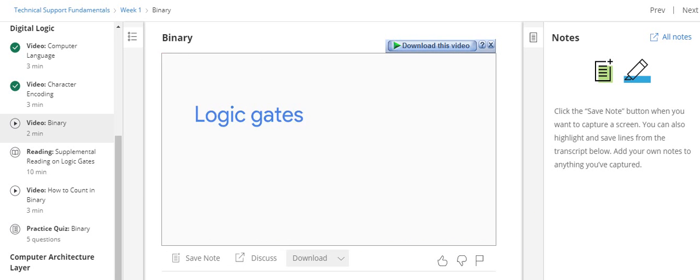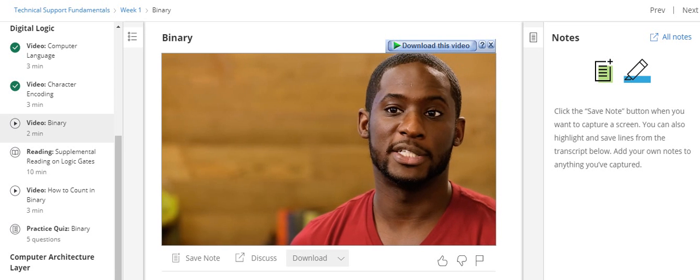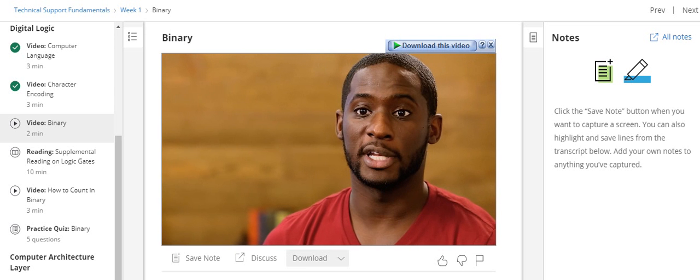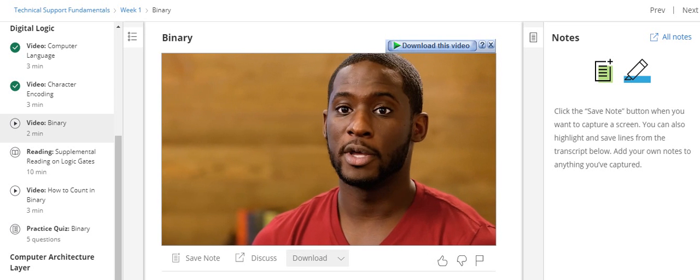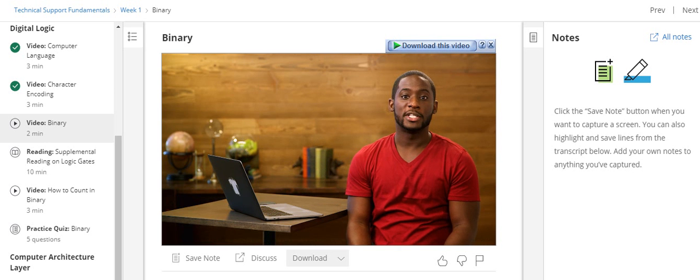Fortunately, we have something known as logic gates. Logic gates allow our transistors to do more complex tasks, like decide where to send electrical signals depending on logical conditions. There are lots of different types of logic gates, but we won't discuss them in detail here. If you're curious about the role that transistors and logic gates play in modern circuitry, you can read more about it in the supplementary reading.